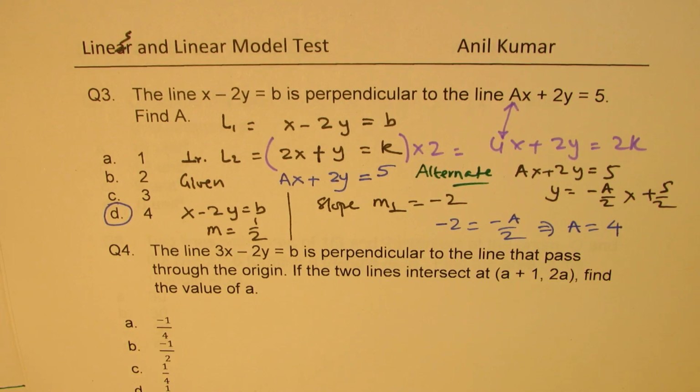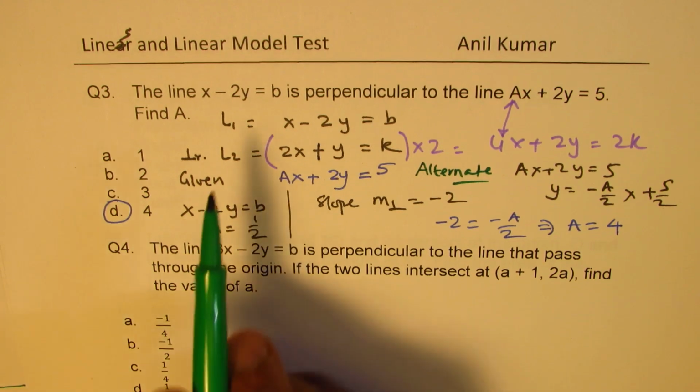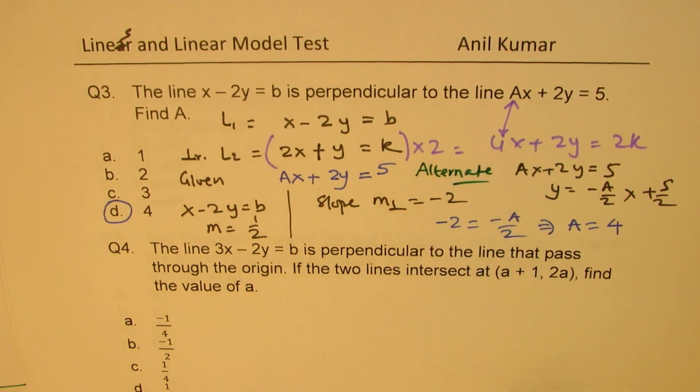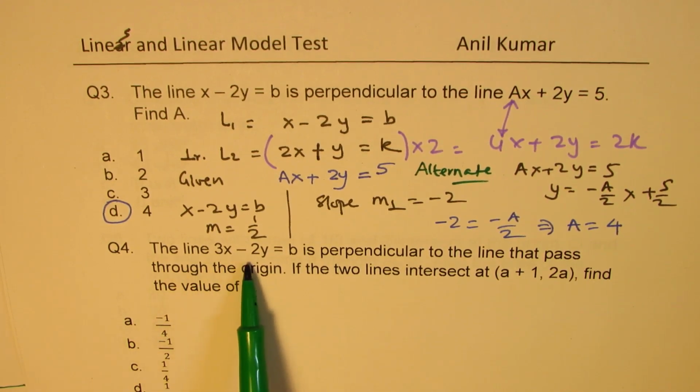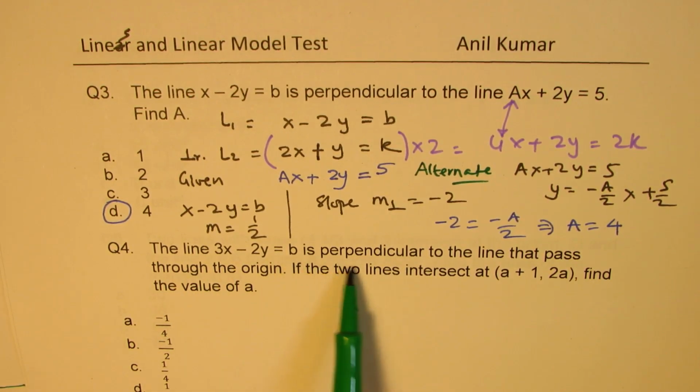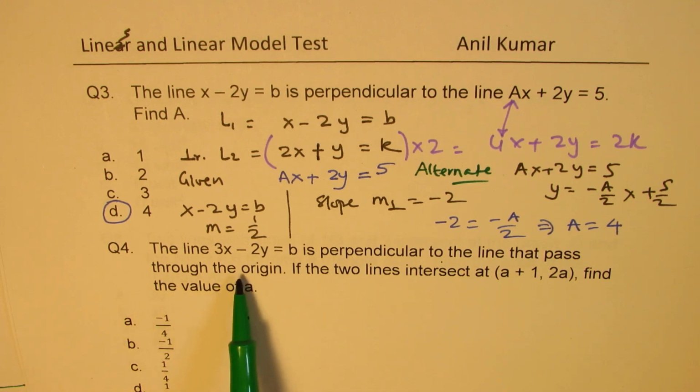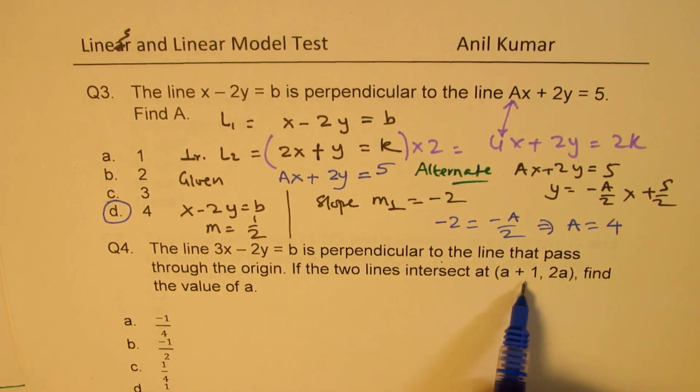Is that clear to you? So either way you could do it. You would compare the lines and then do it, or you can just straight away find the slope and then do it. Question number 4. The line 3x minus 2y equals b is perpendicular to a line that passes through the origin. Okay. If the two lines intersect at this point, find the value of a.